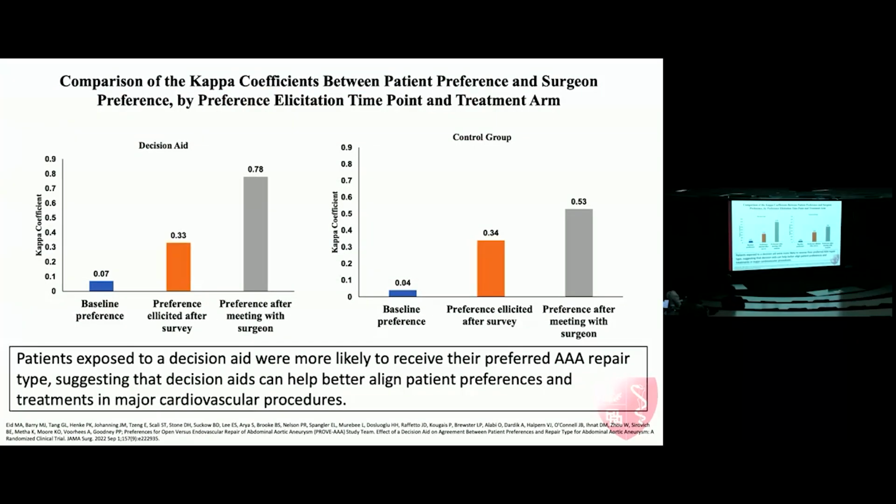So what did we find in PROVE-AAA? We found that patients, when they were exposed to a decision aid, were more likely to receive their preferred AAA repair. So the kappa coefficient for the decision aid was 0.78, whereas for the control group it was 0.53. So a decision aid can help align patient preferences and treatment of major cardiovascular procedures.